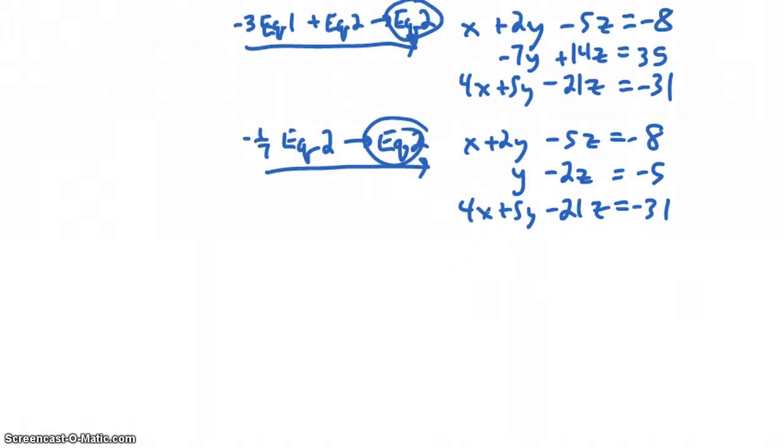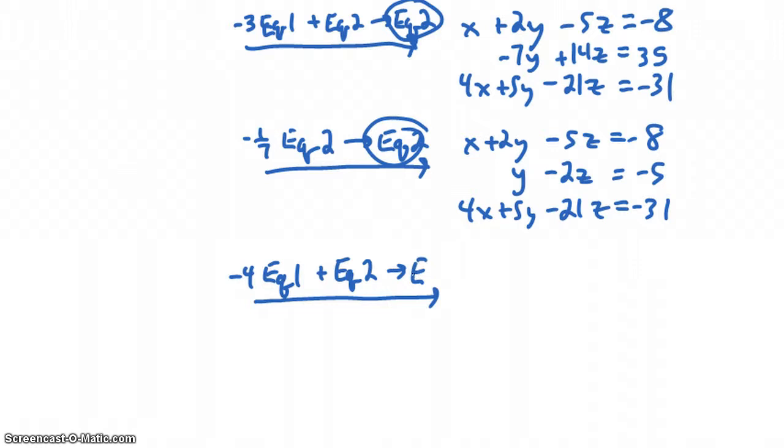Now let's get rid of this 4x in the bottom equation. One way to do that is to multiply the first equation by -4. Let's do -4 times equation 1 plus equation 3. That will give us a new equation 3.